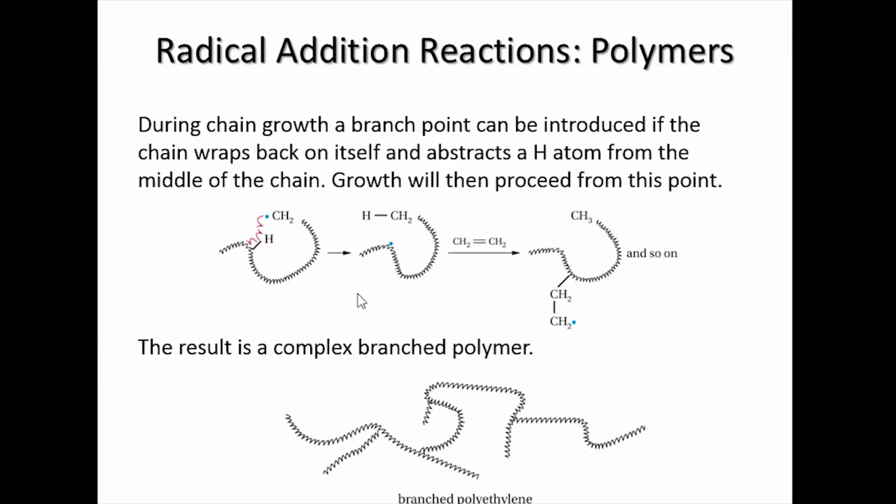During the chain growth, a branch point can be introduced if the chain wraps back on itself. So what that means is that you will not have clean linear chains, but you may have branched chains. Just as you can have branched alkanes with a smaller molecule, you can have branched polymers.